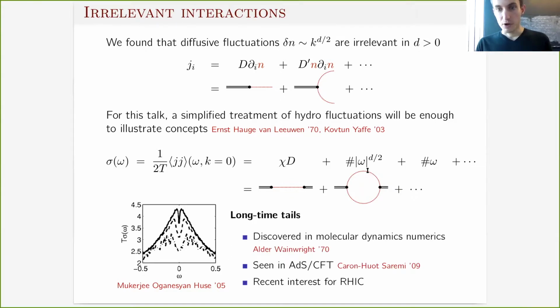These small corrections due to hydrodynamic fluctuations to transport go under the name of hydrodynamic long time tails. They were actually discovered in classical numerics a very long time ago, and that numerical discovery is what led to the theory of fluctuating hydrodynamics. Since then, they've been seen in quantum systems, and there's been interest in them also in the high energy community for their possible relevance to the quark-gluon plasma.